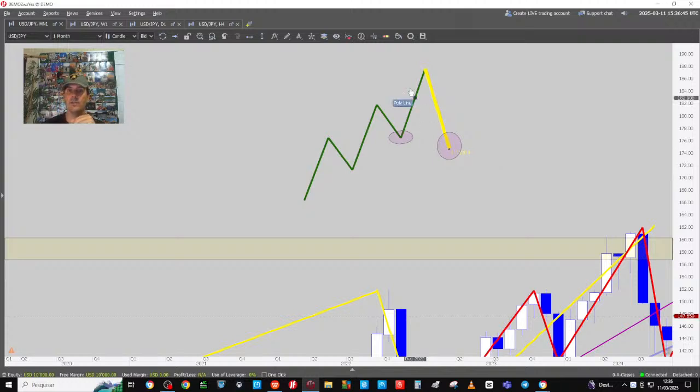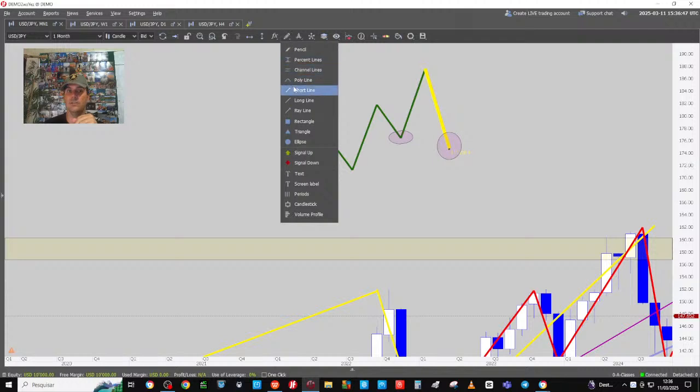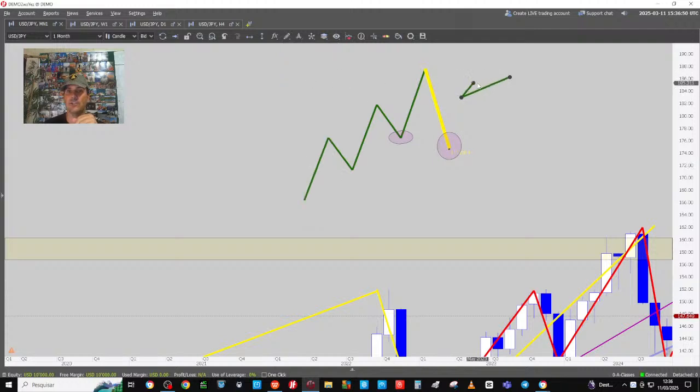What is the yellow one? Is this a new extension leg? Is the first down extension leg made a lower low, or is this yellow a retracement leg on the green? Type in the chat, everybody, talk to me, now is the time. Type in the chat, is this the first down extension leg, or is this the retracement leg still?